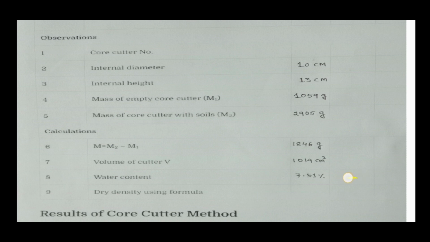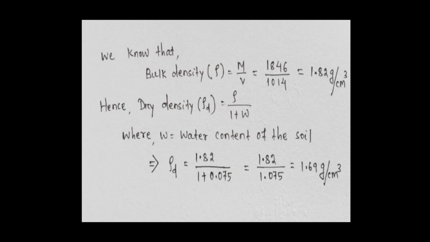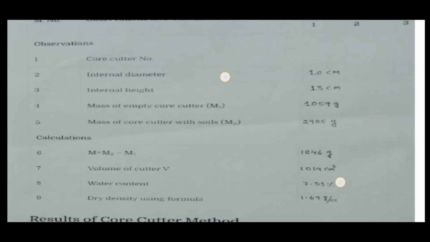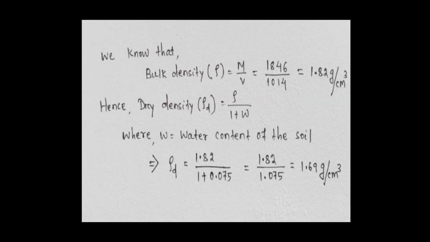So let us calculate the dry density of the soil. We have found that the mass of the soil M is equal to 1846 gram. Here M is equal to M2 minus M1, which is equal to 1846 gram. Hence, the bulk density rho is equal to M by V. V has already been found, which is equal to 1014. So bulk density of the soil is 1.82 gram per centimeter cube.